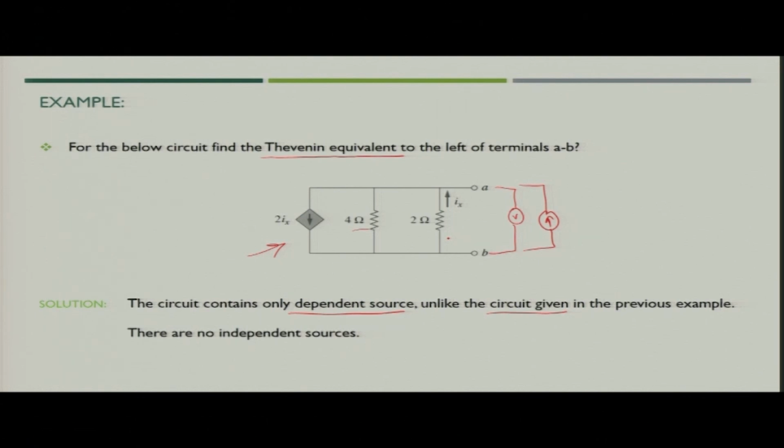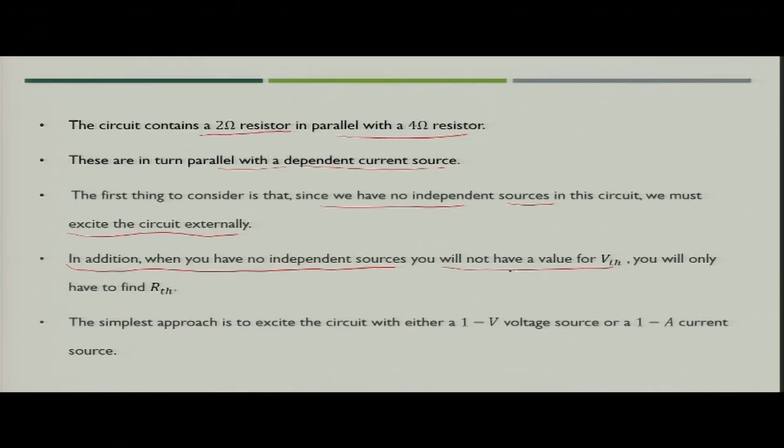That means that if you have the A and B terminals open circuited and you want to find the open circuit voltage across terminals A and B, this will always be 0, because there is no independent source to supply power to the circuit. So, in that way you can simply say that we need not calculate VTH for this type of circuit. What is left is that we need to find out the value of only the Thevenin resistance.